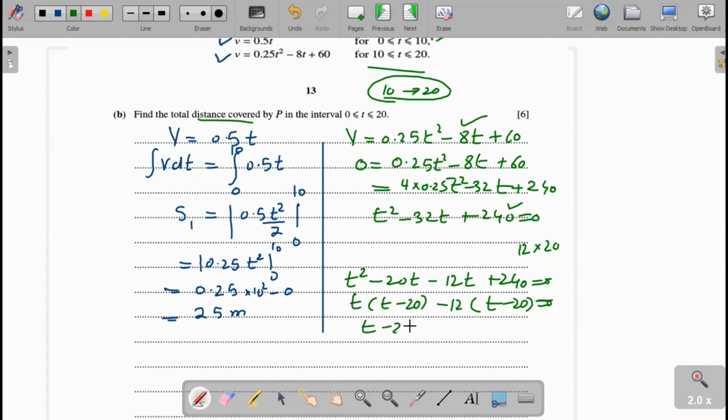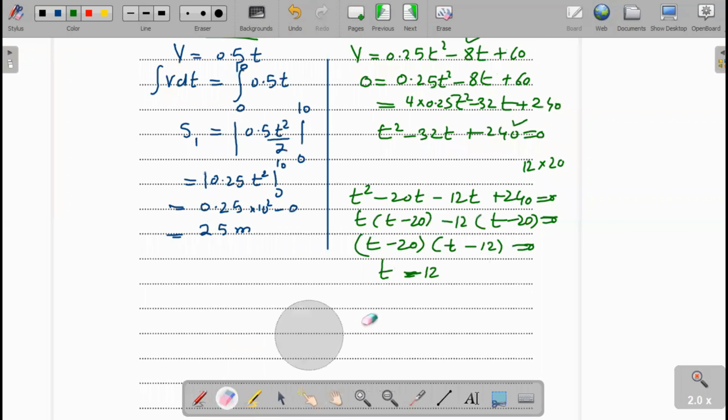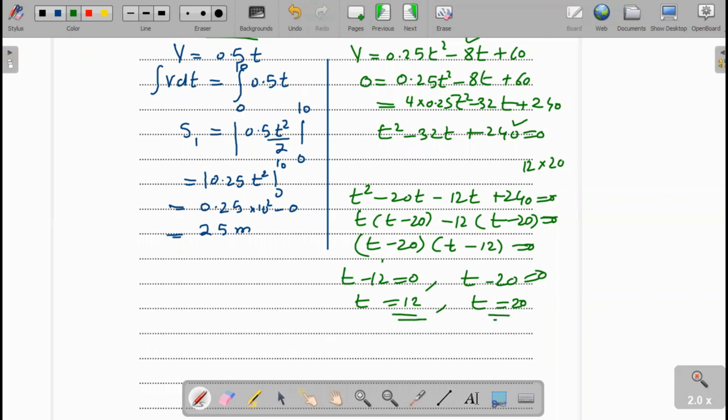That is, (t - 20) and (t - 12) are the factors of this quadratic expression. Setting t - 12 = 0 and t - 20 = 0, we get t = 12 and t = 20. Therefore, the velocity is 0 at t = 12 and t = 20.